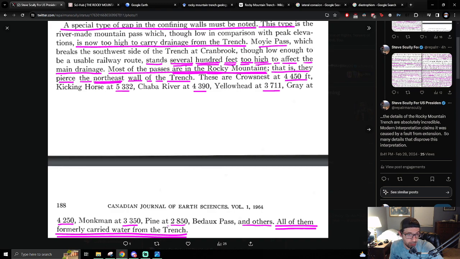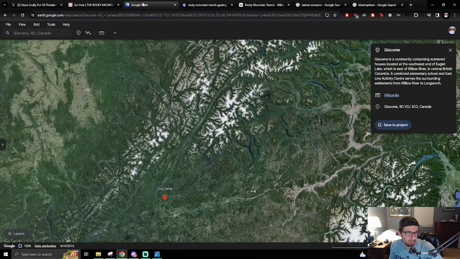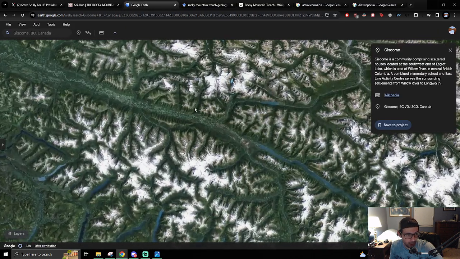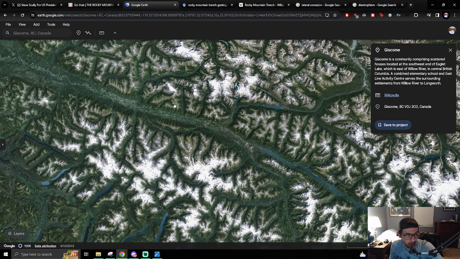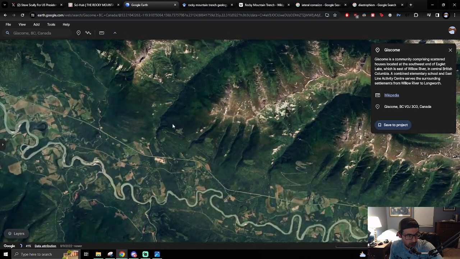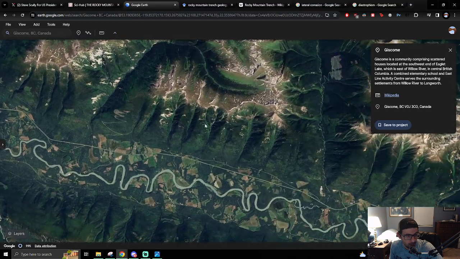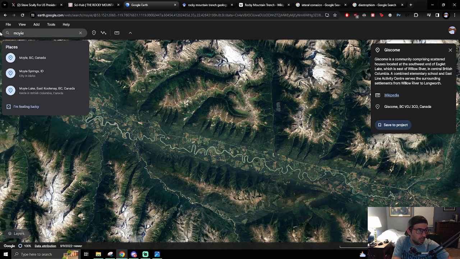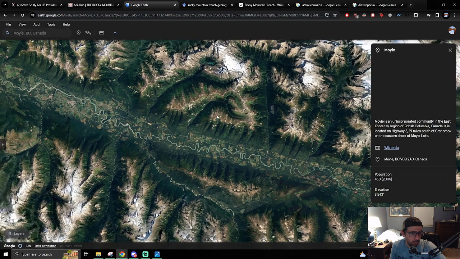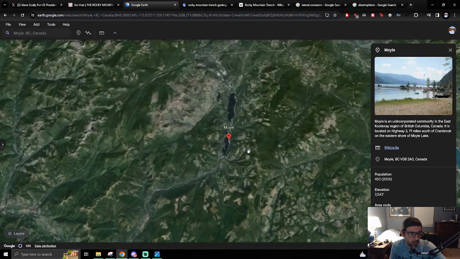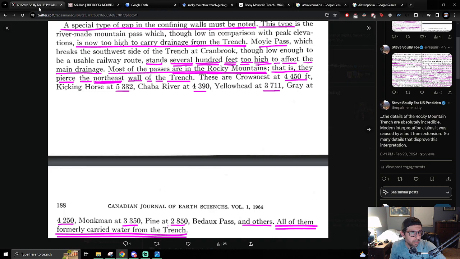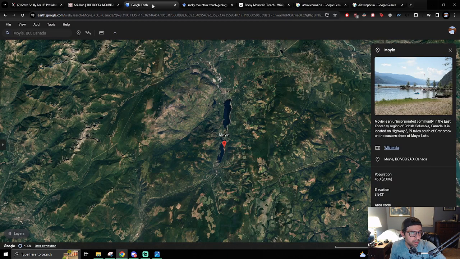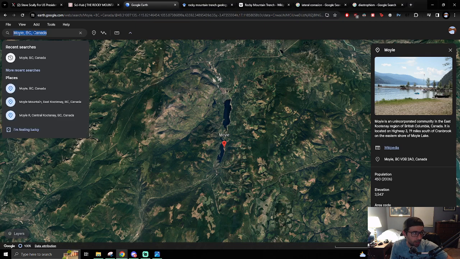Most of the passes are in the Rocky Mountains. That is, they pierce the northeast wall of the trench, going out of the trench, but at an elevation. I'm not sure. Let's see if we can find that one too. Probably that's good enough. Moy Pass. Maybe that's not it.